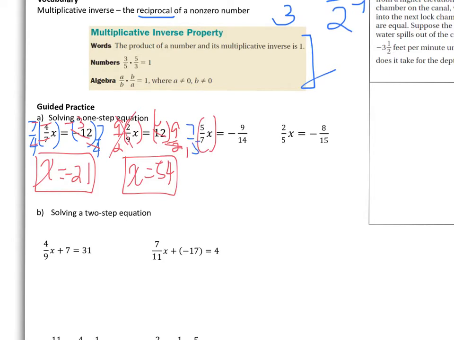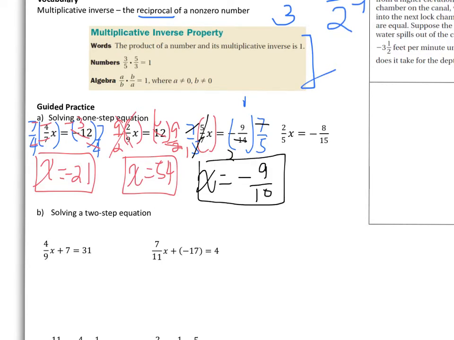5. As you can see, I chose 5 over 7 because it is the coefficient of the variable and I'm trying to isolate the variable. So it wouldn't make sense if I take the multiplicative inverse of negative 9 over 14. Okay? And I'm going to just cancel this out. And then here, before I multiply, I can first simplify. Okay, and my final answer would be negative 9 over 10.